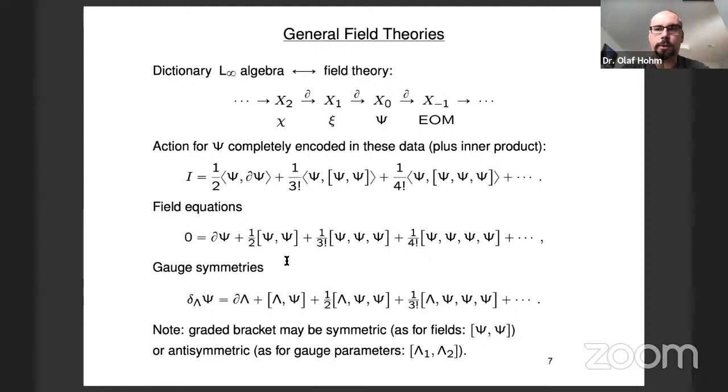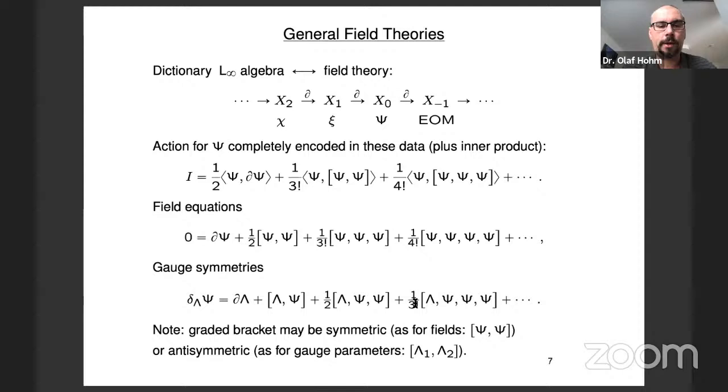And similarly, the gauge symmetries can be written like this. So lambda, sorry, this is an inconsistency of notation here. Lambda belongs to the space X1, which are called xi here. And the free part, the leading part of the gauge transformation is just given by the differential. And then you have potentially higher order terms that are defined by the higher brackets. So if you think of Yang-Mills theory, for instance, it actually stops here. But in more general theories, for instance, in string field theory, you have all these higher brackets.